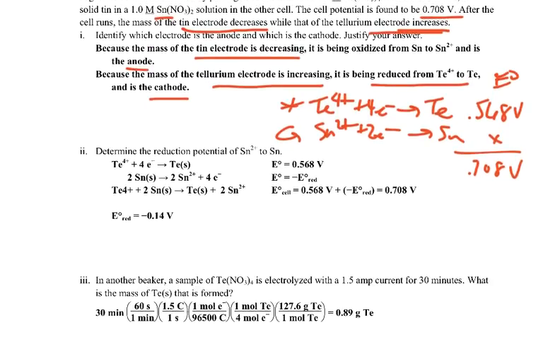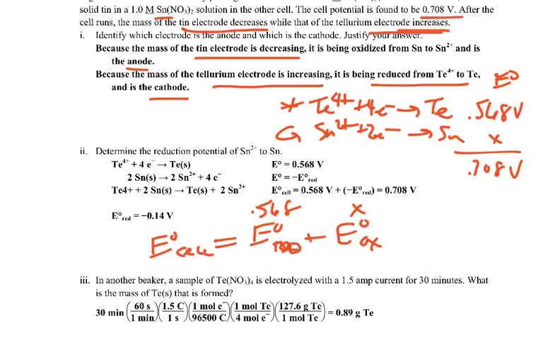So we know that the cell potential is equal to the reduction potential plus the oxidation potential. And we know the reduction potential is the 0.568.